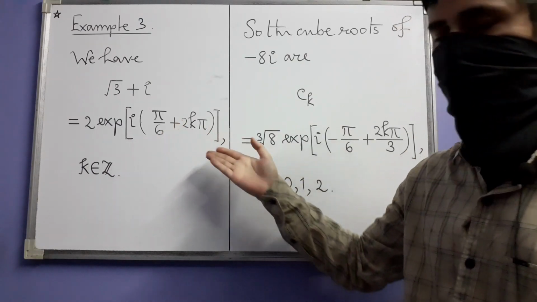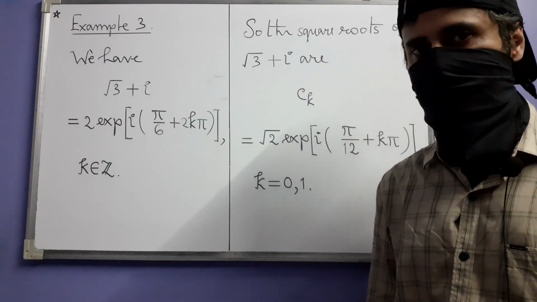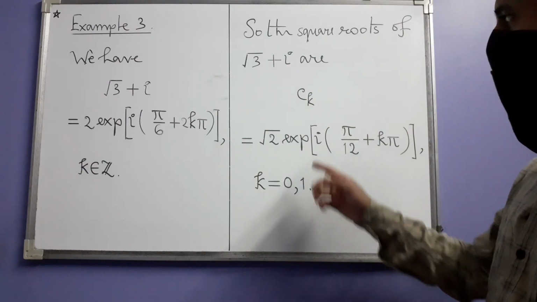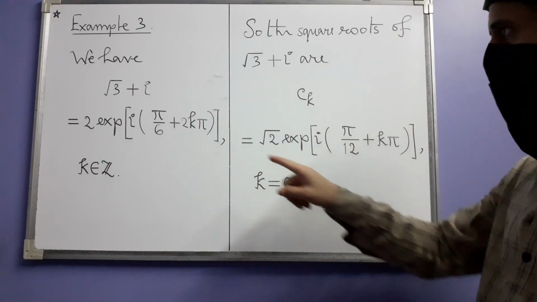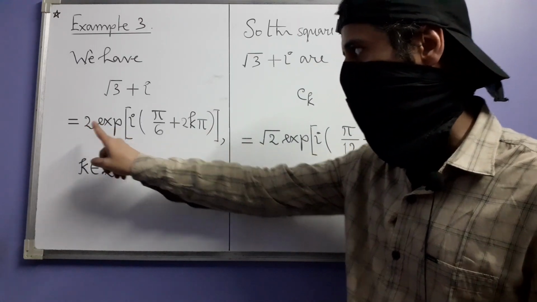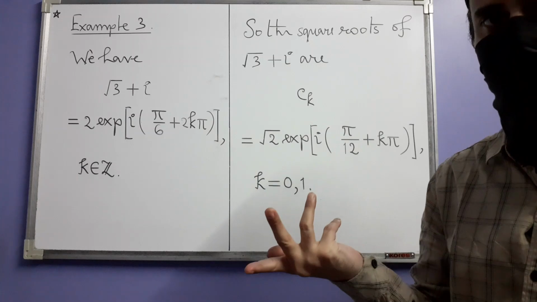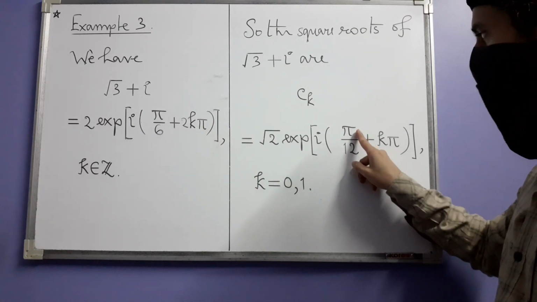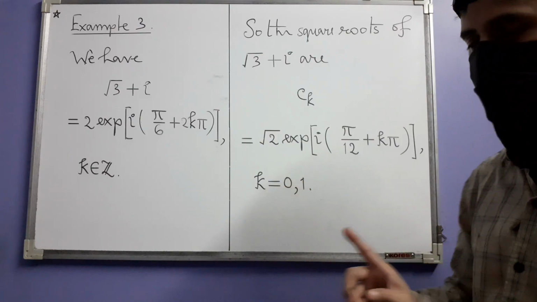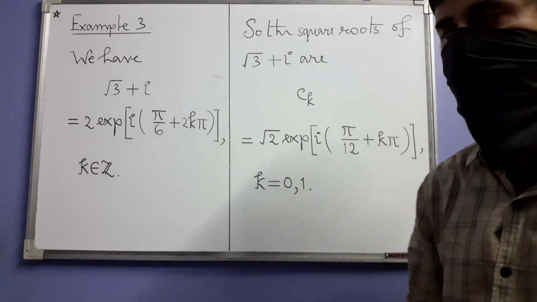So this is the exponential form. This time we seek the square roots of this number. So there will be 2 and they are these ck's. So what will you do here with this formula? You take the real square root of 2 and you divide this part by 2. That's it. So this becomes pi divided by 12 plus k pi. Here k takes on these two values only, 0 and 1, because our n is 2.